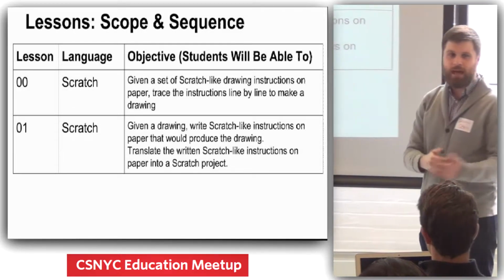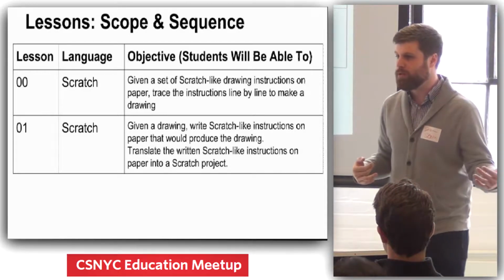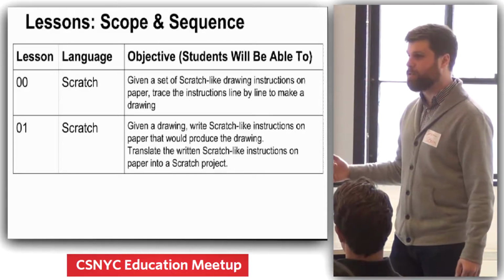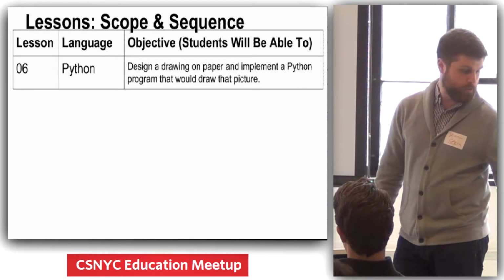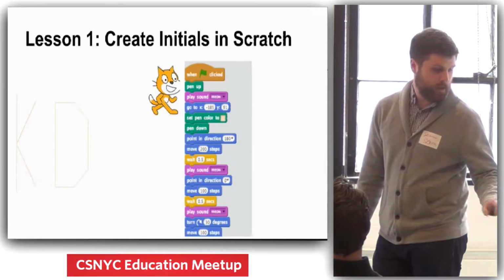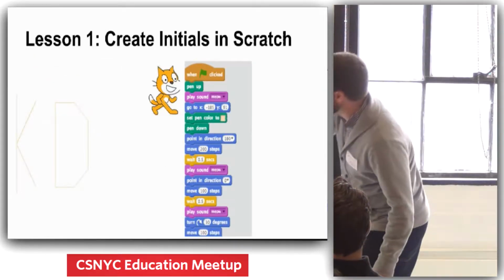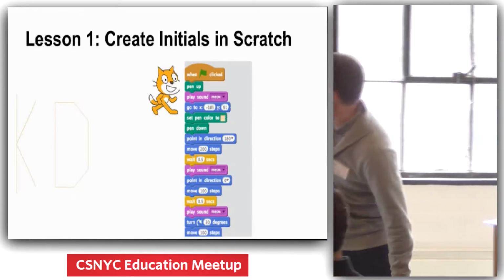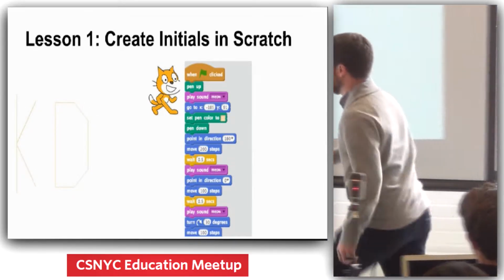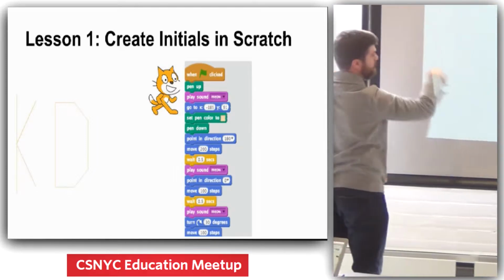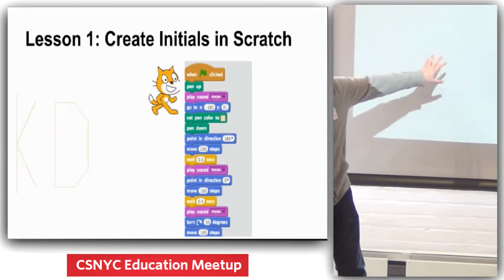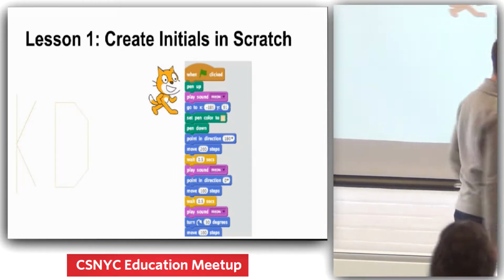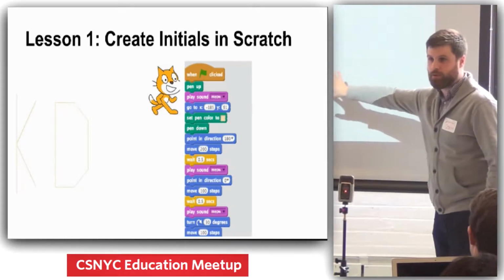And then once they have some paper sketch of what they want to do, translate that into a Scratch program. So in this case, this would be, oh, you guys can't even see that really, can you? Can anyone see over there? This is like K, D. So this is Kobe's, and this is the program he used to produce that.